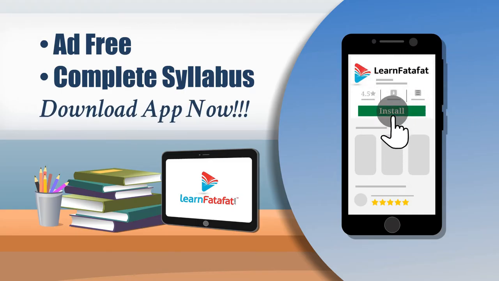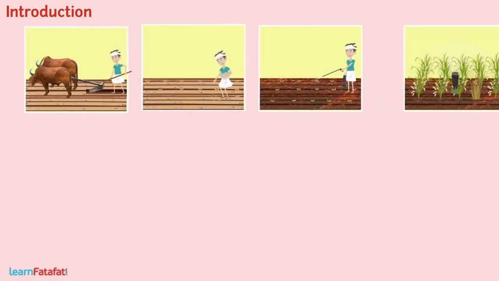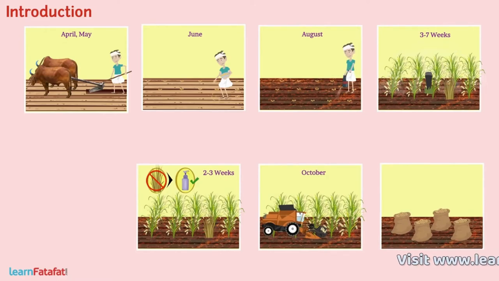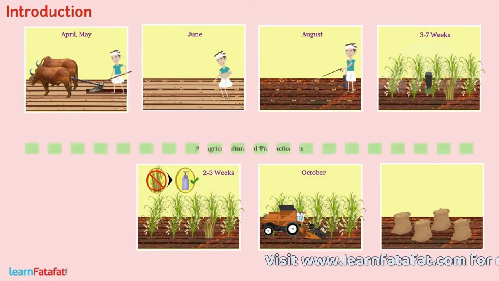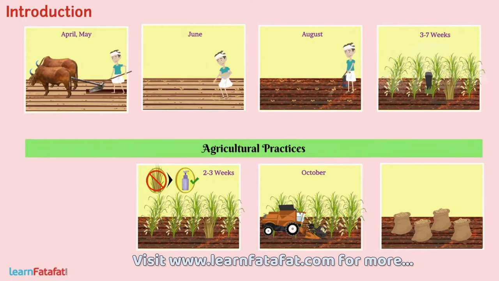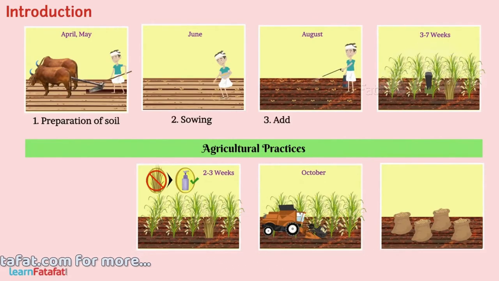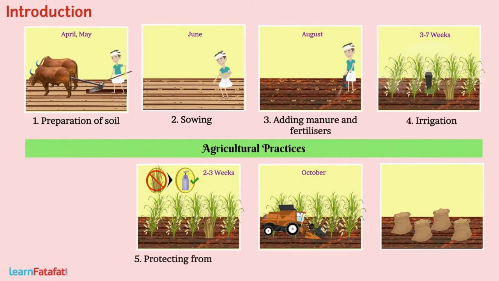During crop production, farmers perform several activities in the farm over a period of time. These activities are called agricultural practices. These are preparation of soil, sowing, adding manure and fertilizers, irrigation, protecting from weeds, harvesting, and storage.